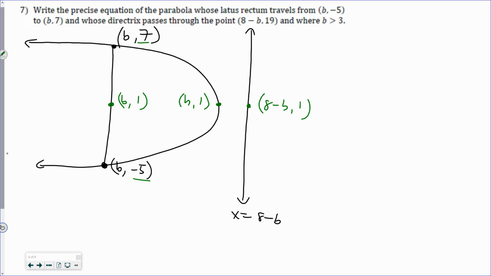And I know that the vertex is always right in the middle between the directrix and the focus, right? Everyone with me? It's right in the middle. So if I just took the x values right here and averaged them out, you get your h, because it's right in the middle. If you added the x's and divided them by 2, that gives your h value. So your h is 4.